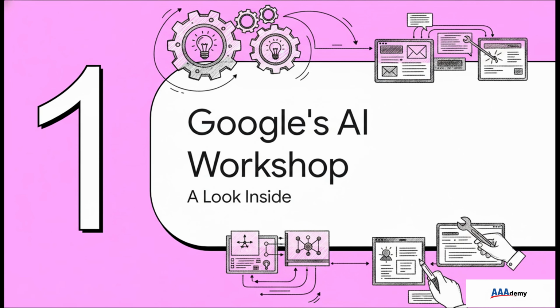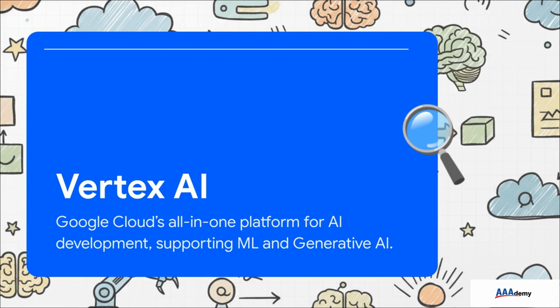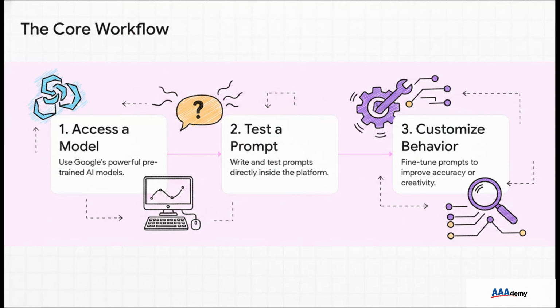Okay, so first up, let's get the lay of the land. What's actually in this AI workshop? Right. So the heart of any workshop, the place where all the real work gets done, that's the workbench. And for Google Cloud, that central workbench, that's a platform called Vertex AI. So what is Vertex AI? Well, it's basically the foundational platform that brings everything together in one spot. We're talking the models, the tools you need to tweak and customize them, the interfaces for building out your new apps, the whole shebang. It's really your command center for everything from old-school machine learning to the brand-new, cutting-edge generative AI.